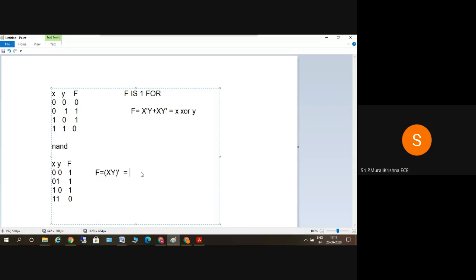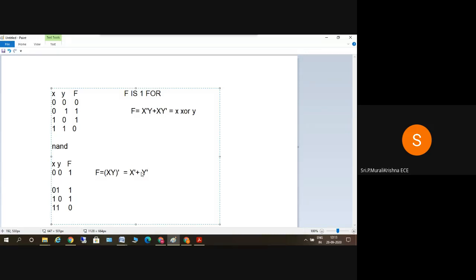And we can write it as X bar plus Y bar. So that is a simple way, where we take the inversion of the AND gate. The AND gate is nothing but used for multiplication, so the multiplication is XY here. So XY whole bar is equal to X bar plus Y bar. So this is what we get.